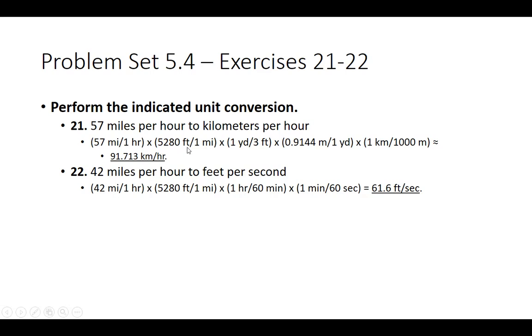If you wanted to do it without all those divided by 1 times 1s, you would have done 57 times 5,280 divided by 3 times 0.9144 divided by 1,000. That would have also given you 91.713.